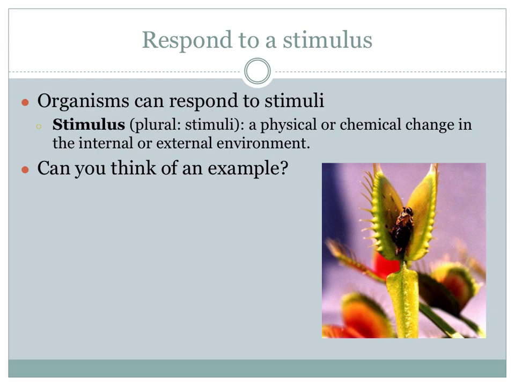So the second thing that living things are able to do is that they are able to respond to stimuli. So stimulus here is the singular, and stimuli is the plural. So you may not have heard that word before. So what a stimulus is, it's a physical or chemical change in the internal or external environment. So that's really vague. It's basically either a physical change or a chemical change that either happens inside your body or outside your body that you respond to.